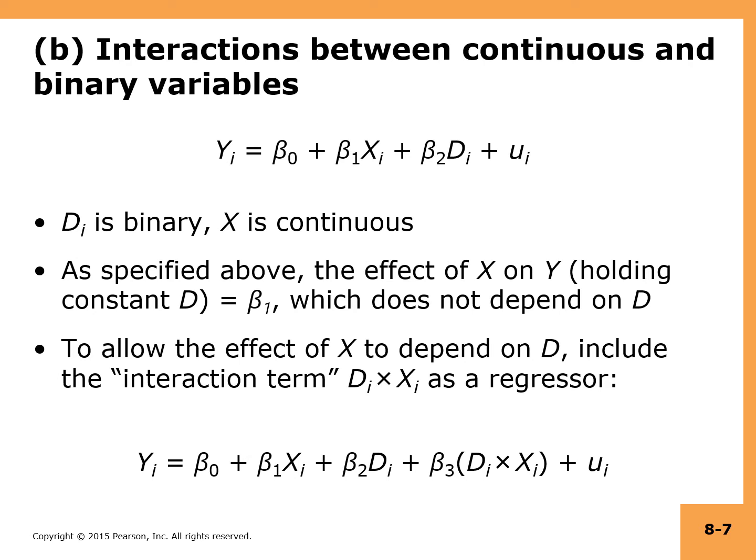Let's look at the second case of interactions between continuous and binary variable. So in this model, we start off with one continuous variable x and a binary variable or dummy variable d. So in this case, beta 1 is the effect of x on y holding d constant. So this beta 1, or the effect of x on y, doesn't depend on d. If you want to have the effect of x depend on d, then we can include an interaction term, which is d times x as a regressor.